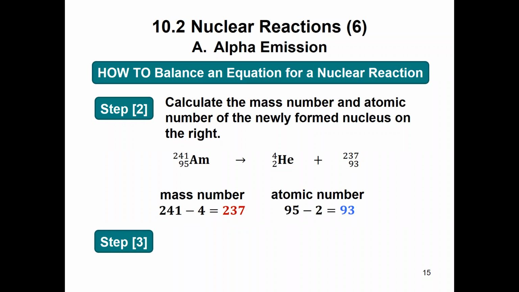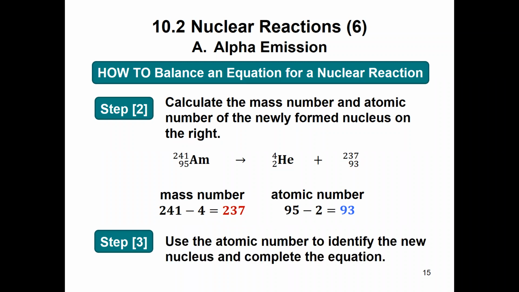So we look at the periodic table and search for atomic number 93, and that is neptunium. So that's how we use the atomic number to identify the new nucleus and complete the equation. And so that's why here we can write the symbol for neptunium, which is Np. And so that's how americium decays into neptunium and an alpha particle.